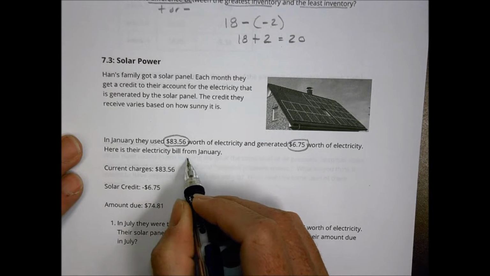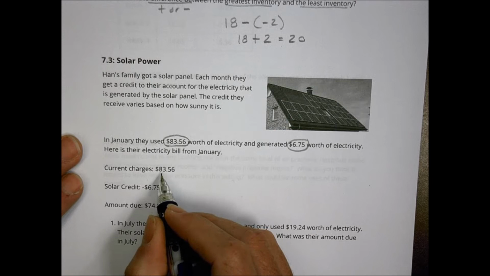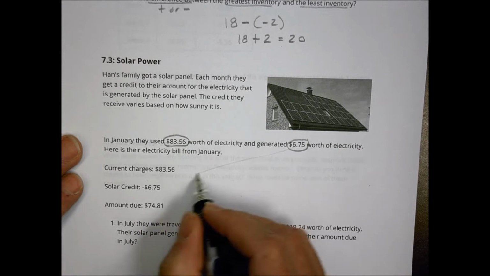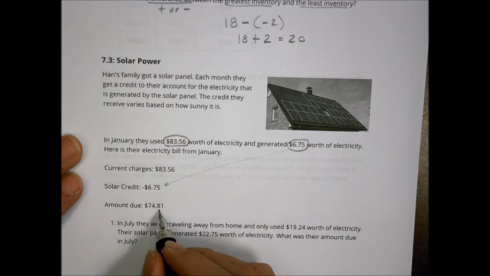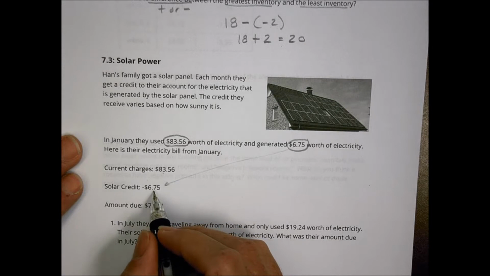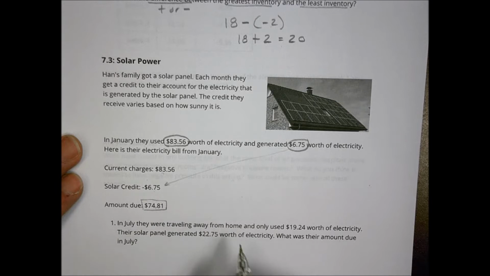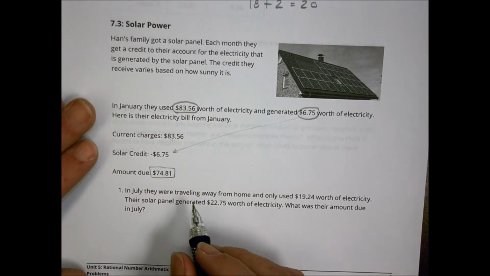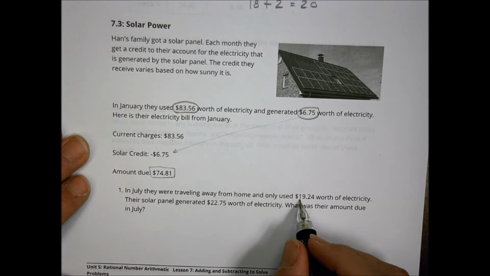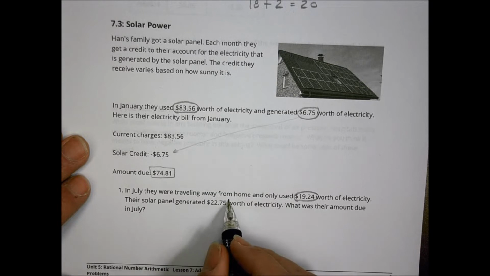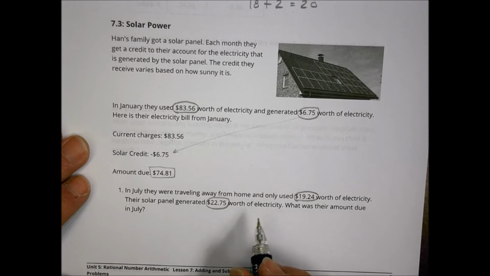Here is the electricity bill for January. They have their charges and then their credit. What they generated becomes a credit, and what's due is what's left over, right? 83 minus a 6 something gives you 74. That's your difference there. In July, they were traveling away from home and only used $19.24 worth of electricity. The panel generated $22 worth of electricity. What was their amount due in July?